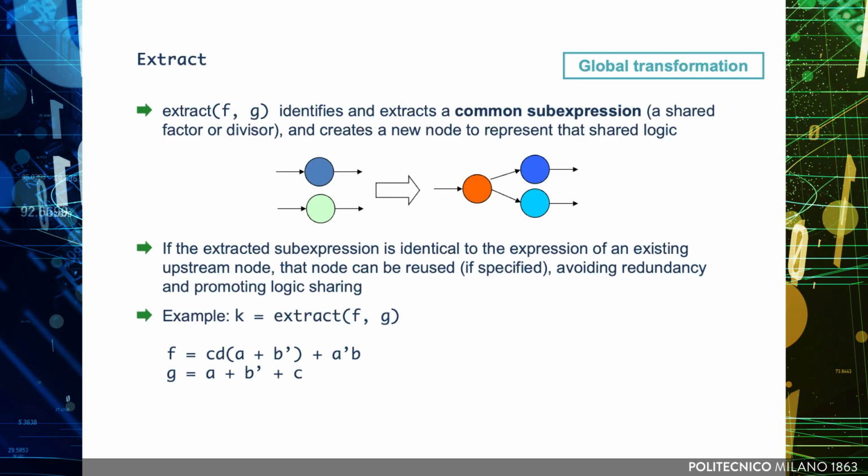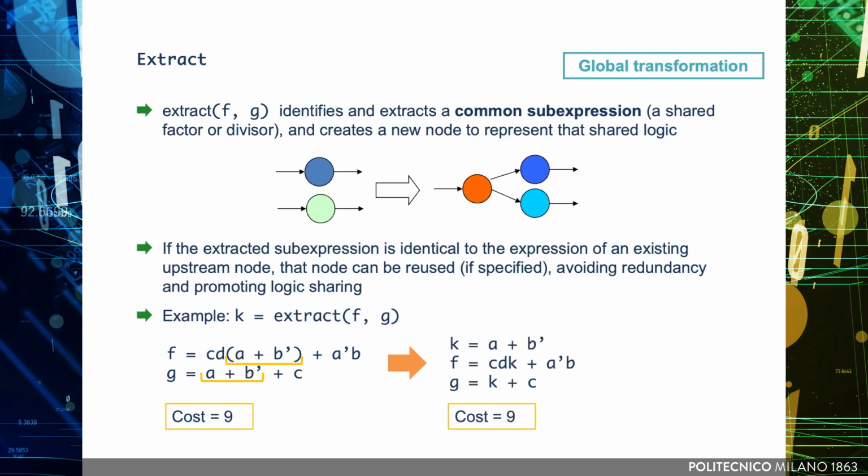Let's go through an example. Here is a circuit made of two nodes, one of which is already factored. The total cost is 9 literals. We can see that the factor a or not b is present in both expressions. Therefore, we can extract this factor into a new node k. In this specific case, the total cost remains 9 literals.